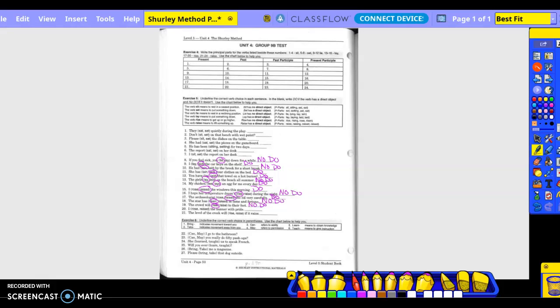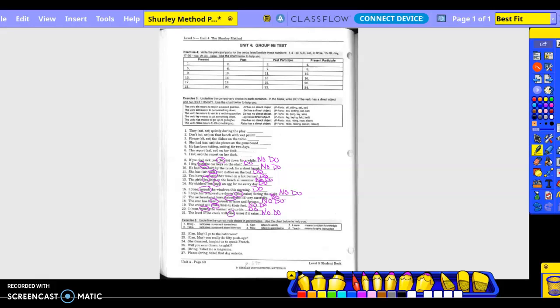Oh, sorry, I skipped one. I raised the banner with pride. What's that one? Direct object. And then the level of the creek will rise if it rains. No direct object. Okay.